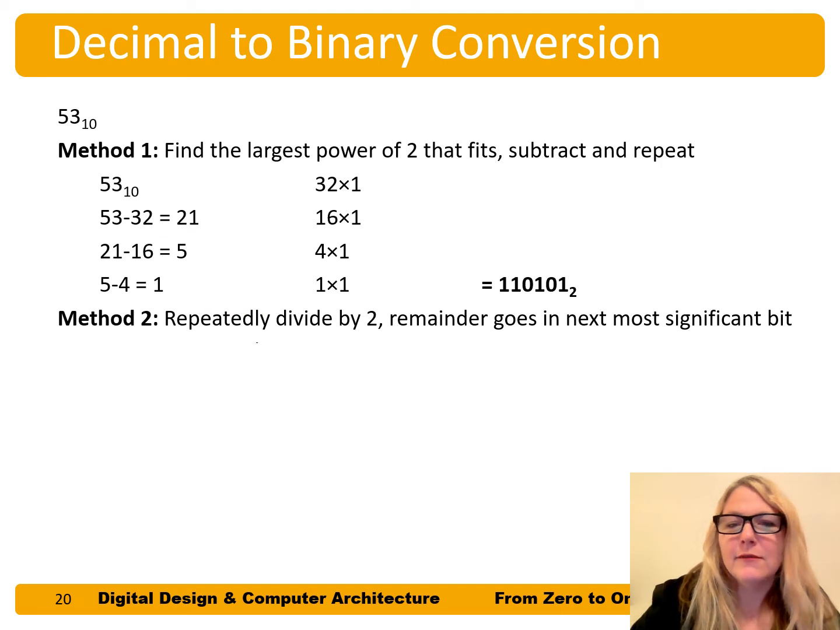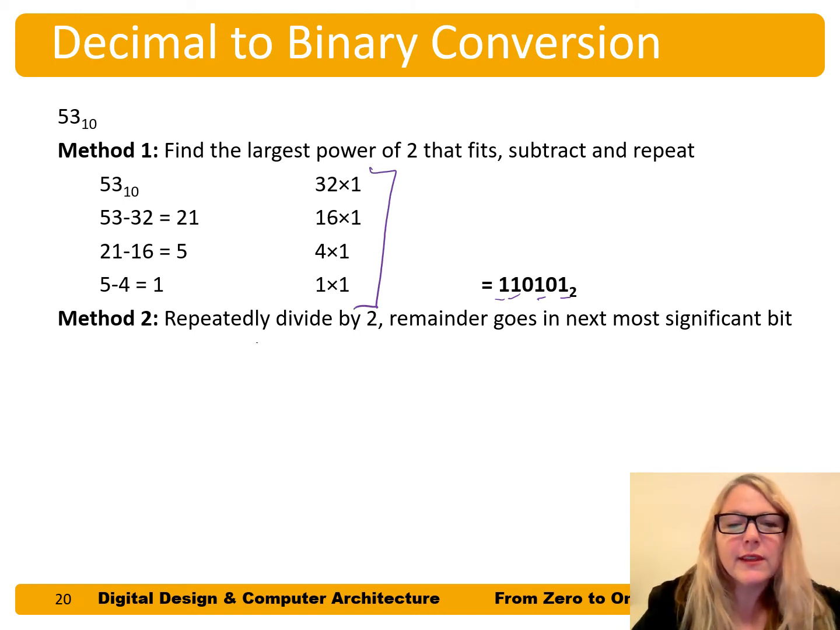And we can double check that by adding up the weights, right? 1 plus 4 plus 16 plus 32. Basically, we're going in the reverse direction from what we just did.